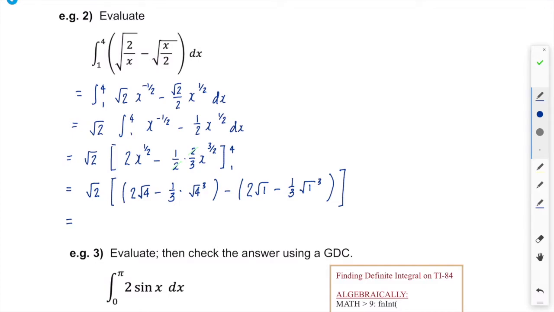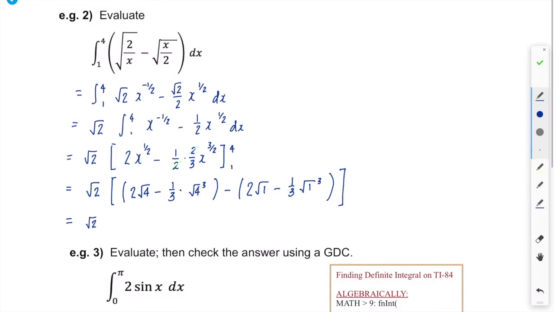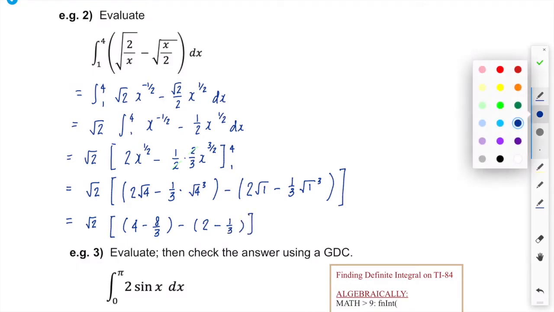Okay, so square root of 2 times, what do I have here? Square root of 4 is 2, this is 4. Cube root of the square root of 4, so 8/3. Okay, minus, well, those are all ones, so I have 2 minus 1/3. Okay, that's not too bad. Let's move to the side to continue.